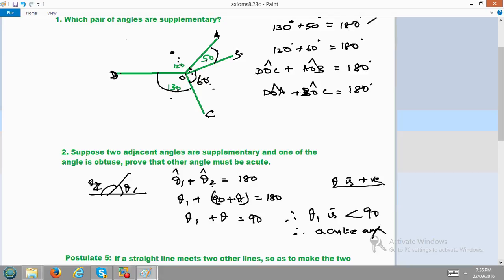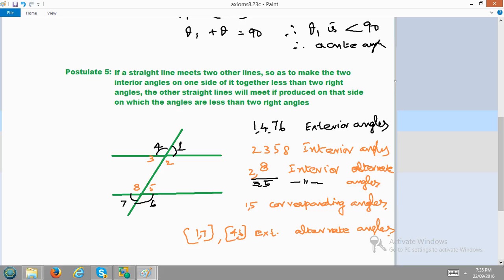So next we will see one of the postulates, Postulate 5. This postulate says: if a straight line meets two other lines so as to make two interior angles on one side of it together less than two right angles, the other straight lines will meet if produced on that side on which the angles are less than two right angles. This is the postulate.